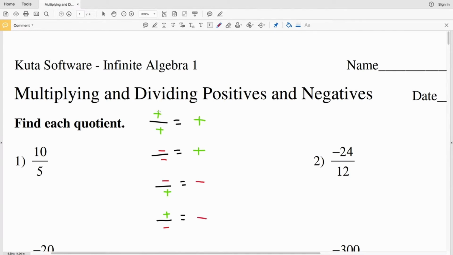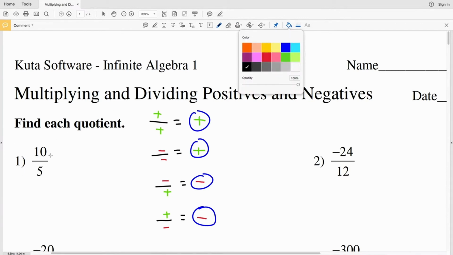So think that whenever the signs are the same when you're dividing, so if you have a positive divided by a positive or a negative divided by a negative, that's going to result in a positive answer. If you have a negative divided by a positive or a positive divided by a negative, that's going to result in a negative answer. So let's go ahead and do number 1.